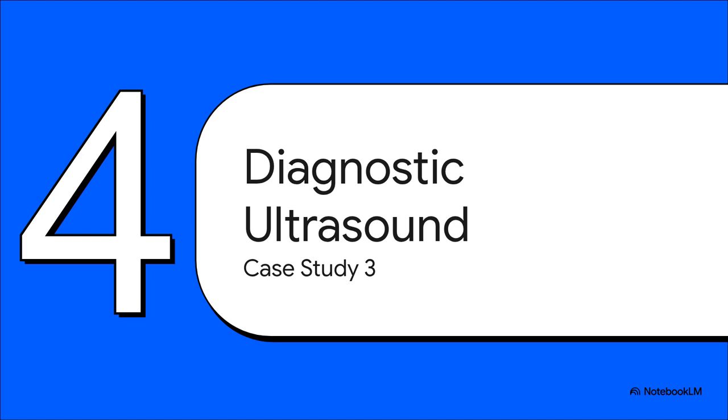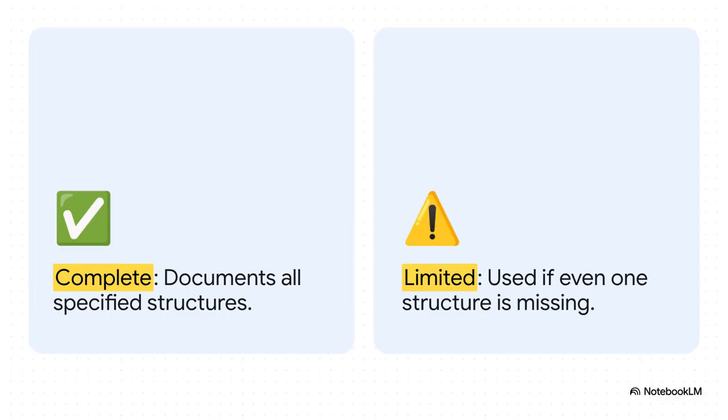All right, Section 4, Case Study 3, Diagnostic Ultrasound and Vascular Studies. Ultrasounds are all about the extent of the anatomical evaluation. Here's the deal. The difference between a complete and a limited ultrasound has absolutely nothing to do with the length of the report. A complete ultrasound means the doc documented every single anatomical structure specified in the CPT guidelines for that specific code. If literally one single required organ is missing from the documentation, bam, you have no choice but to drop down to the limited ultrasound code.